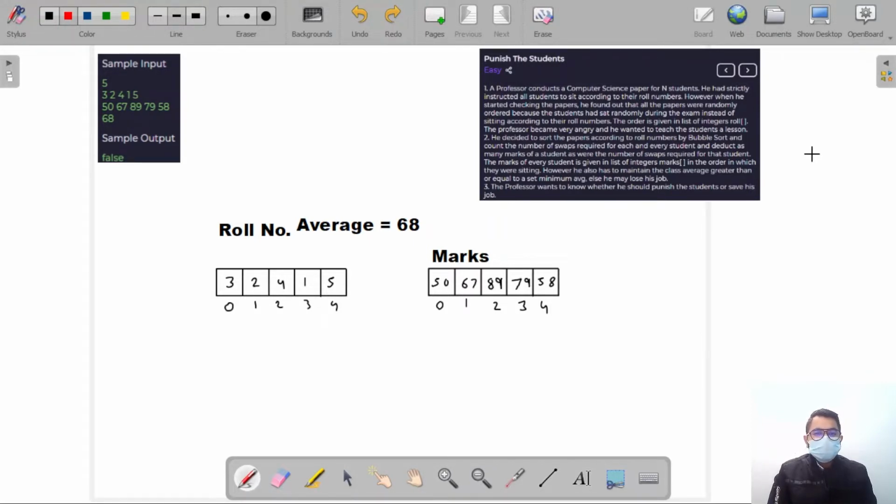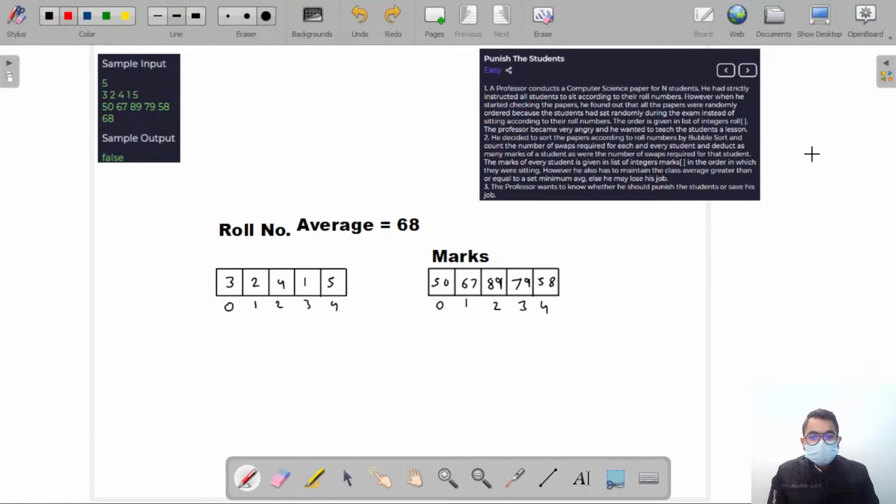So the professor got frustrated and became very angry because he now has to sort all the papers in roll number wise order. He decided to teach all the students one lesson: if you don't listen to his order, he is going to deduct your marks. Now, how is he going to deduct the marks of students? He decided to sort all the papers using bubble sort.